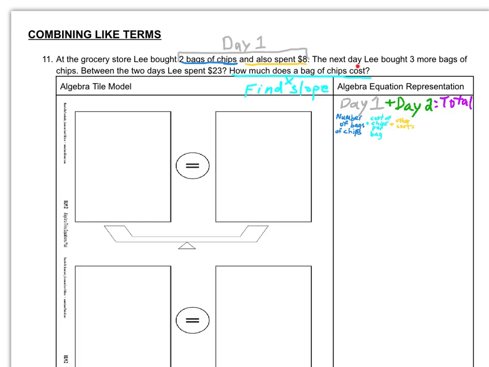The next day, so day 2, he bought 3 more bags of chips. Is that going to be like the blues or the yellow? It's going to be like the blues. All of these together equal our total. Our total spent between the 2 days is $23.